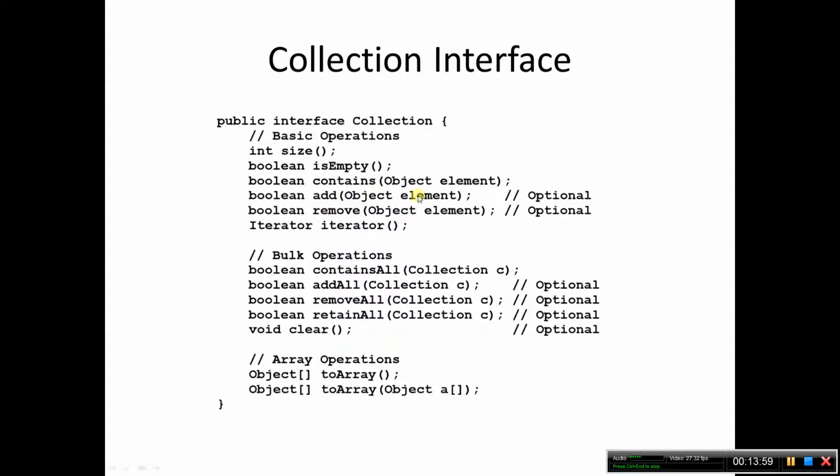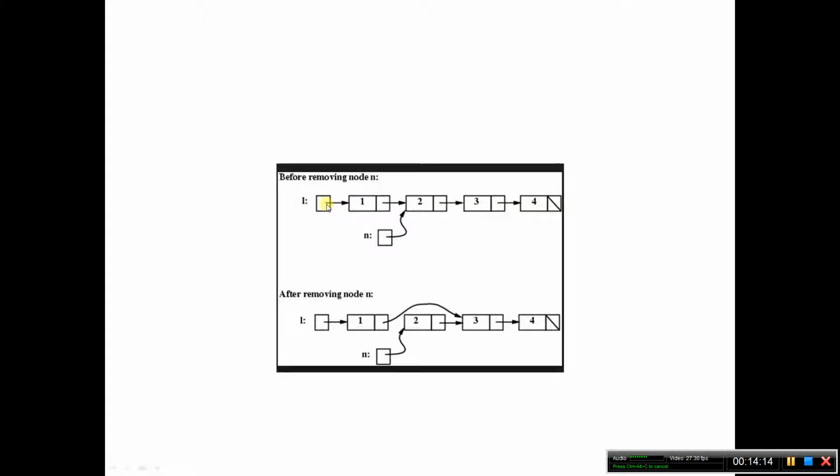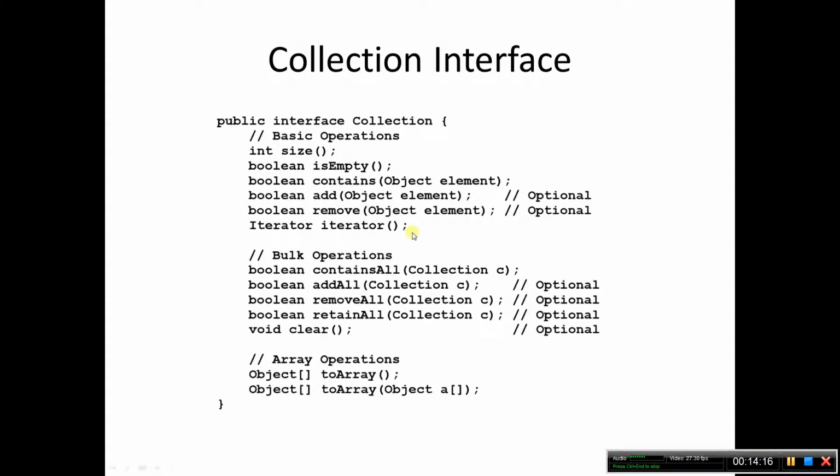Add takes an object that we want to add. So if you want to add an object to a list, an array list or a linked list, you just have to invoke this method. If you want to remove an object, you just have to invoke remove. Whatever we have talked about array list and linked list, about insertions and removal, all those things will be taken care of by these add and remove methods.